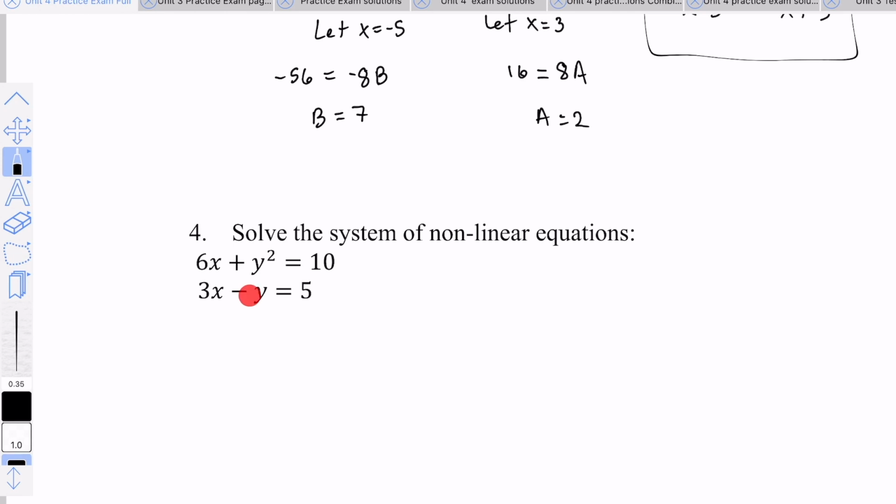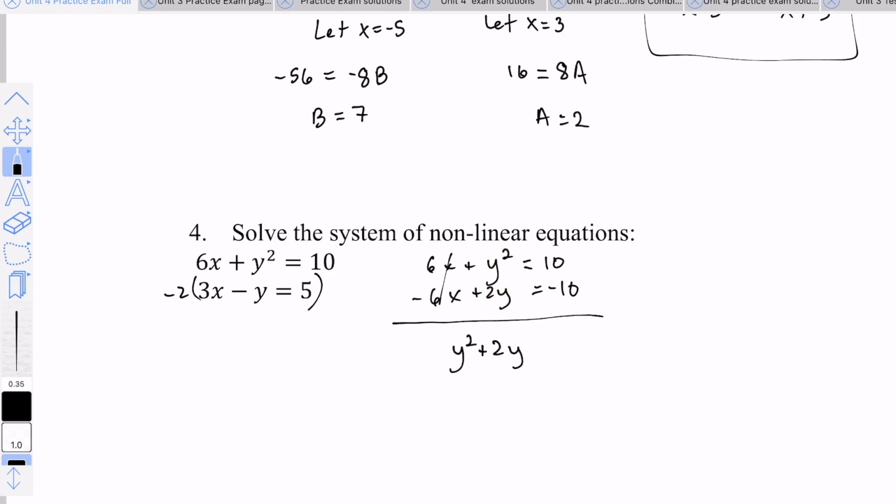Now, we notice a positive and a negative in front of this y variable, but because these are not like terms, y squared and y, we're not going to be able to use elimination method to eliminate y. However, if we multiply the bottom equation by -2, we can eliminate the x variable. And then be careful when we're adding these two, since they're not like terms. It's y squared plus 2y, and that equals 0. So what we have here to solve for y, we have a quadratic equation.